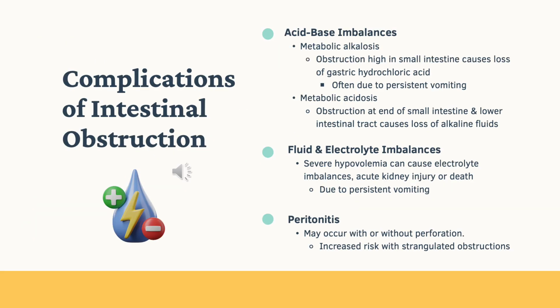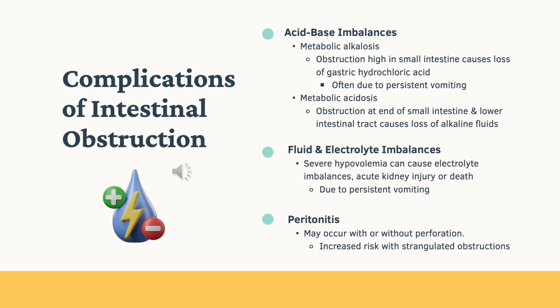Now let's talk about some of the potential complications that are associated with bowel obstructions, as these can significantly impact a patient's prognosis. First we have acid-base imbalances. The location of the obstruction determines the type of imbalance. If the obstruction is high in the small intestine, gastric hydrochloric acid is going to be lost, leading to metabolic alkalosis. This is often caused by persistent vomiting.